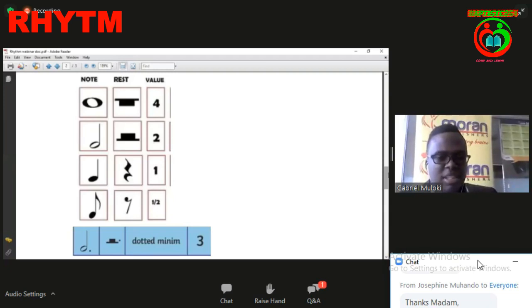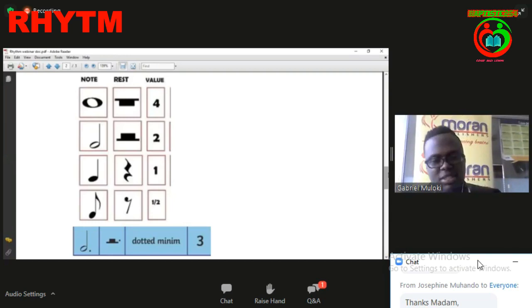My next symbol is that of a crotchet rest. You can see they are very difficult to draw, but I believe music teachers are all artists, and there's no art which is separated from the other, so I'm sure you can draw the crotchet rest symbol quite well. And next I have the rest symbol for the quaver, which is the half beat.